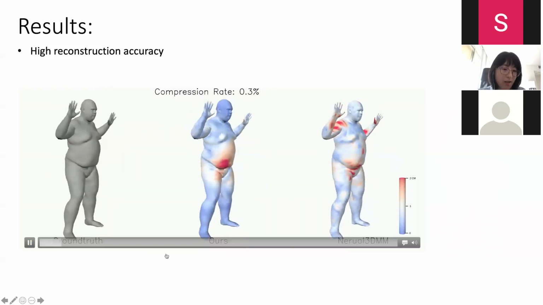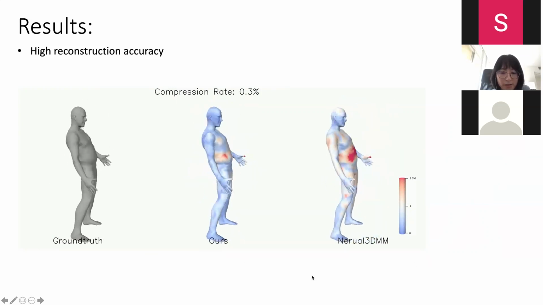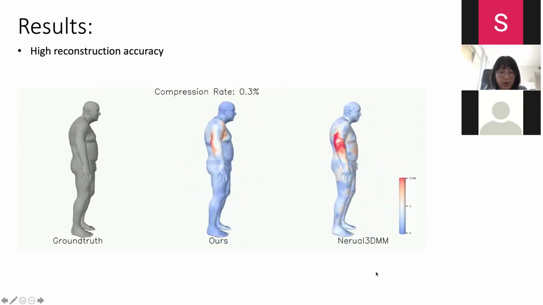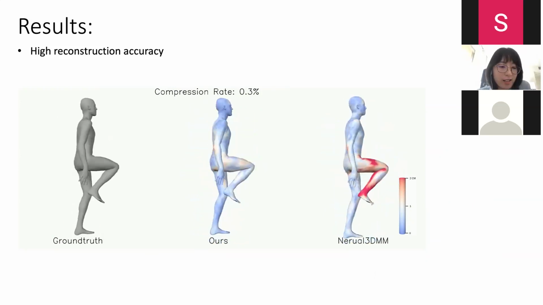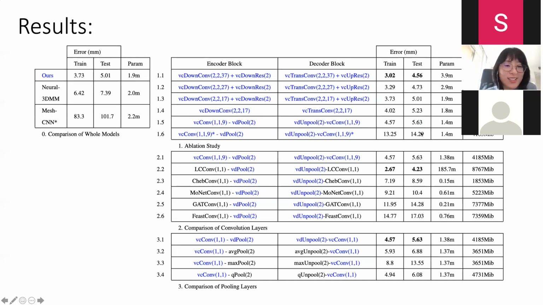As a result, this autoencoder, with a compression rate at the bottleneck, has a high reconstruction accuracy. The middle is our method, and on the right side is the method called Neural 3DMM, which used the spiral CNN kernel. Here I visualized the reconstruction accuracy with a comparison of more methods like Neural 3DMM, the spectral method, MoNet, and FeaSTNet. You can see that our method has the lowest reconstruction error on the default testing dataset. Here are some quantitative results, and let's skip that.